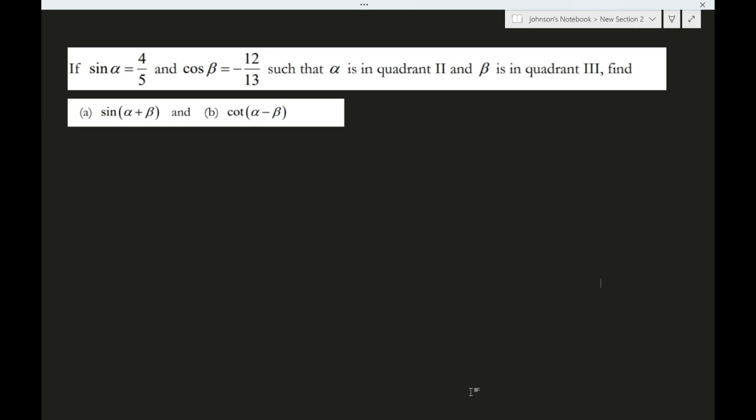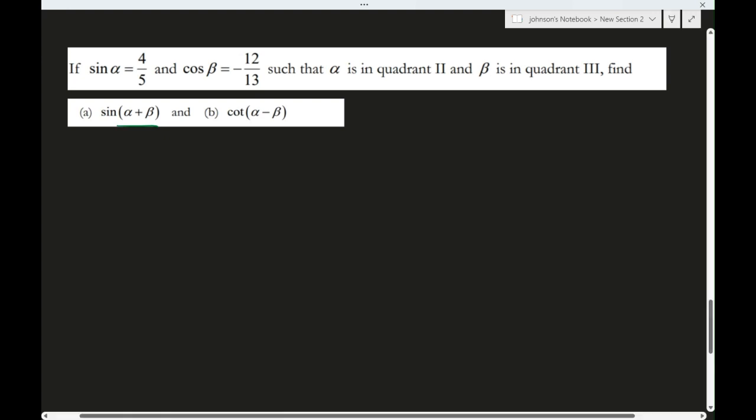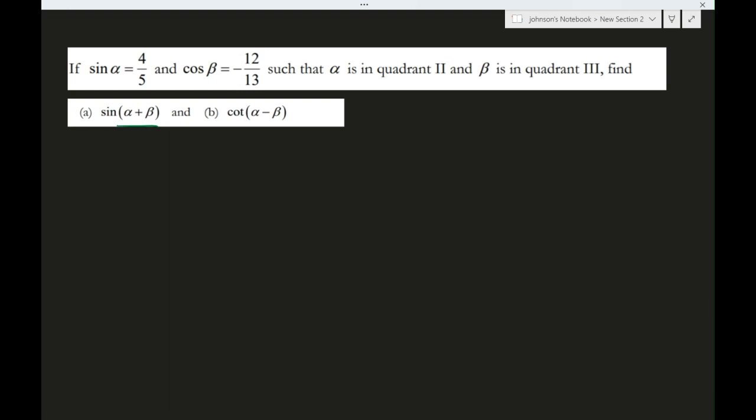You have sine alpha is 4 over 5, cosine beta is minus 12 over 13. Alpha is in the second quadrant and beta is in the third quadrant. So we want to find sine of alpha plus beta, as well as cot of alpha minus beta. So what can we do here?